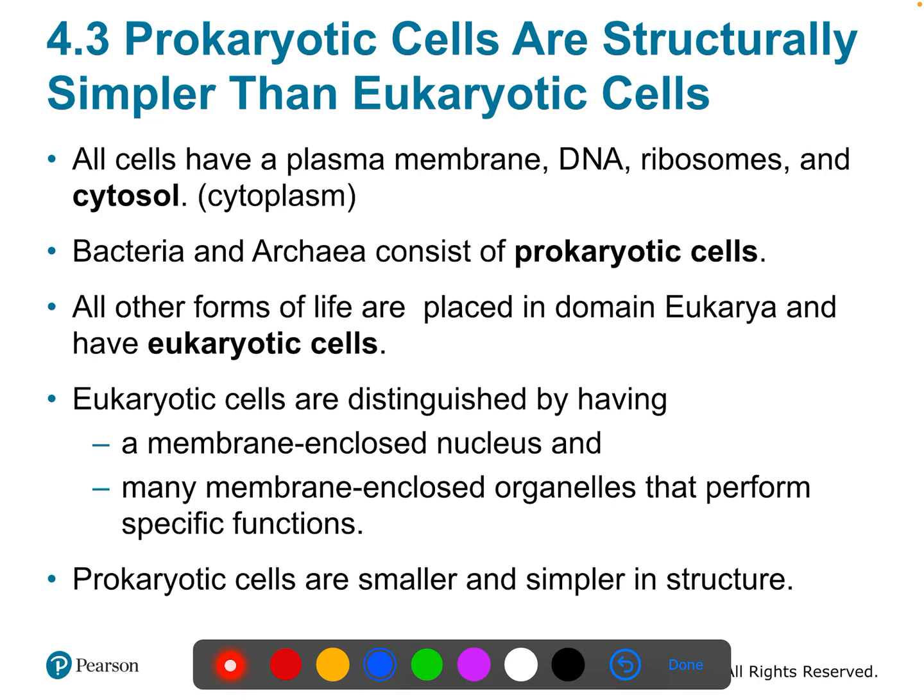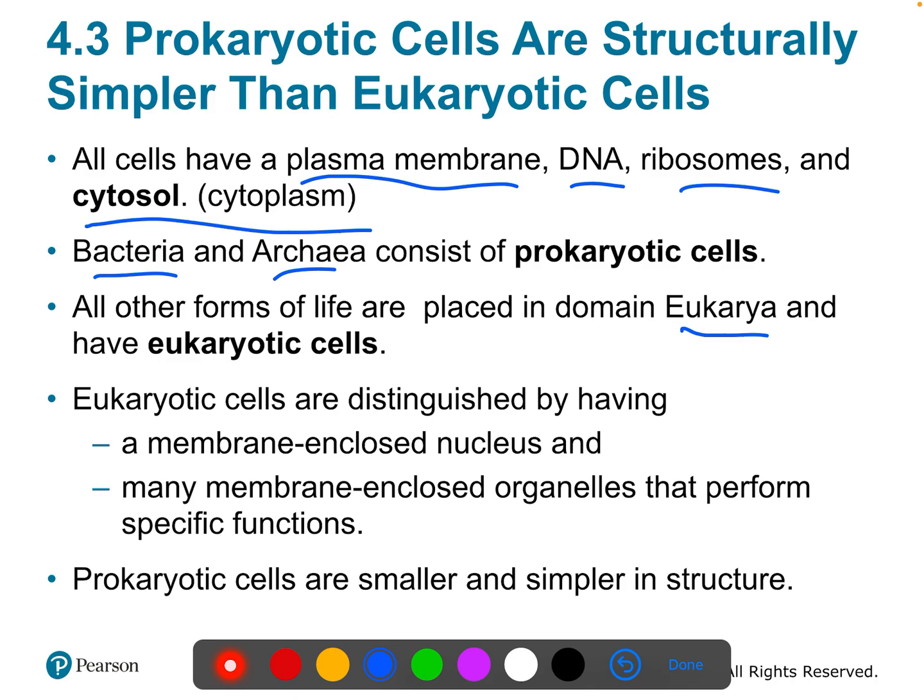Now, before we actually get into the content, we have to differentiate the two different types of cells. We have those cells that are prokaryotic and then those cells that are eukaryotic. Prokaryotic cells are structurally much simpler than eukaryotic cells. They do share some things in common, both types of cells. They have a plasma membrane, DNA, ribosomes, and cytosol, or cytoplasm. The two lines of prokaryotic cells are bacteria and archaea, and then the other line is eukarya, which contains things like plants, fungi, protists, animals.